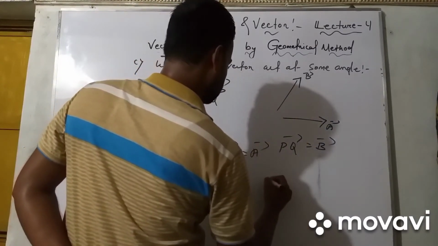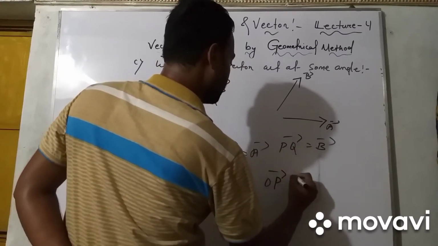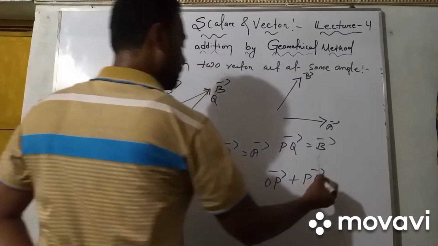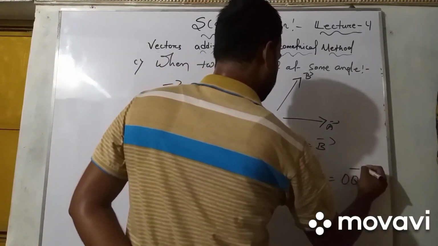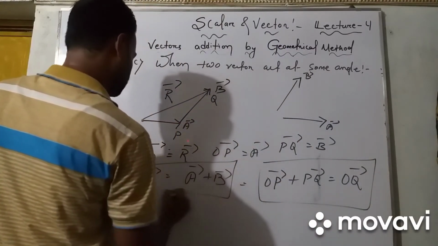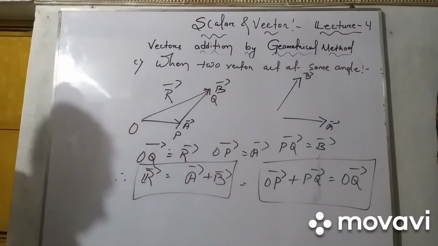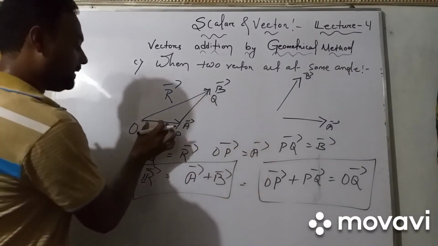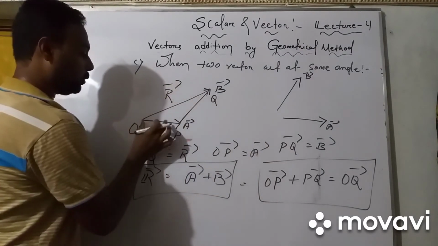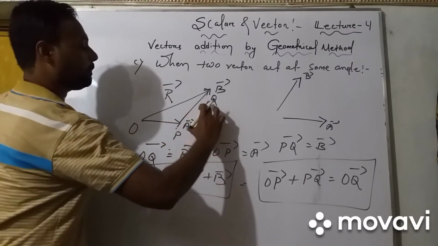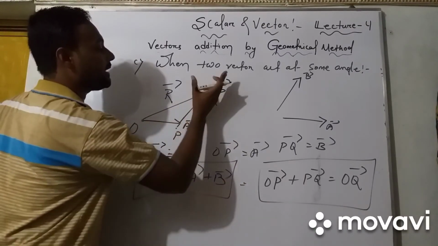OP vector plus PQ vector is equal to OQ vector. Please note it. So, in that given diagram, OP vector and PQ vector both are acting in the same direction.